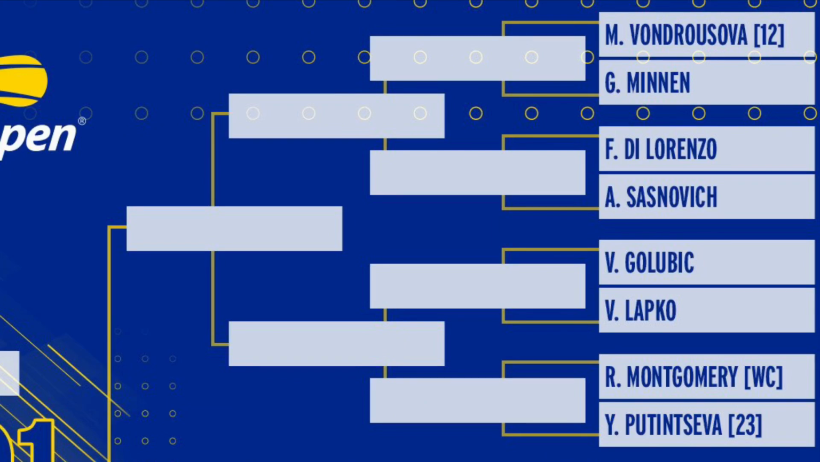On the other side of the quarter, we have another duel section led by Marketa Vondrousova and Yulia Putintseva. 15-year-old Robin Montgomery is also there and will play Yulia in the opening round. I don't think Robin will replicate Coco's success last year because she just doesn't have much experience on the tour, this being her first WTA main draw match.